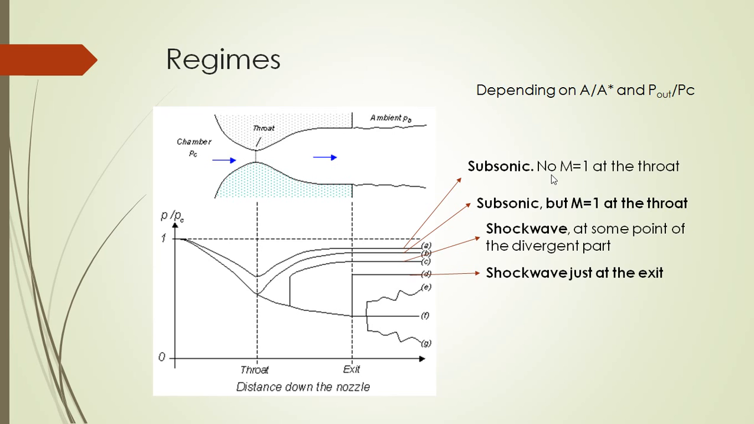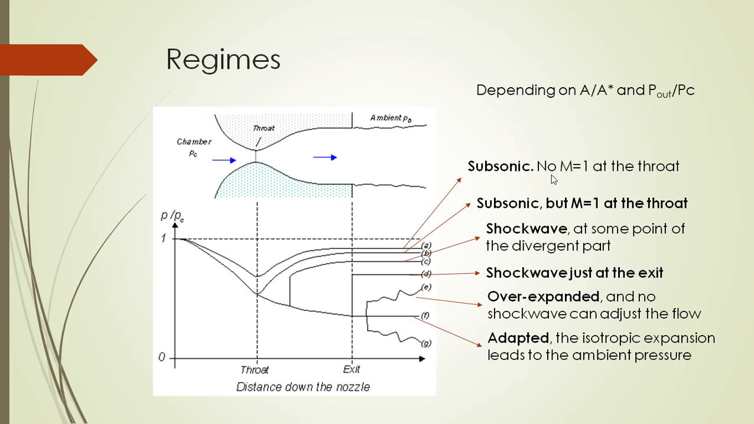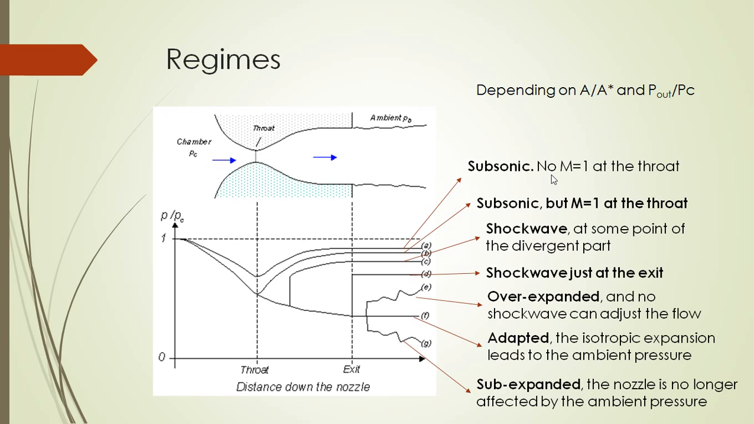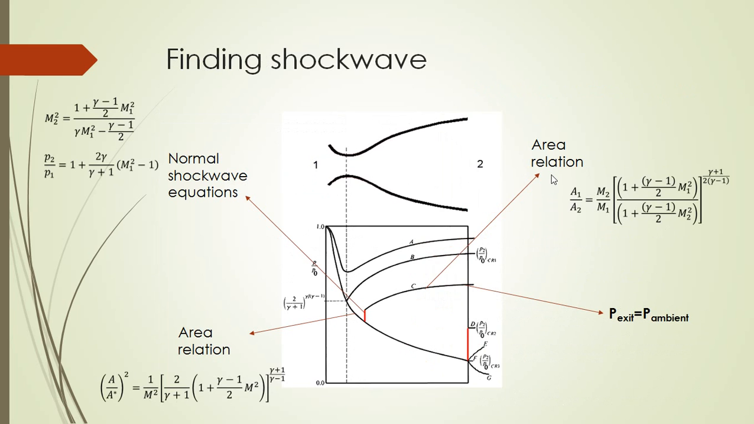Shock wave just at the exit is a limit case, and then we no longer have the exit pressure equal to the ambient pressure, so it is overexpanded, and there's no shock wave that can adjust the flow. The adapted case is where they are equal, the isentropic expansion leads to the ambient pressure, and subexpanded is where the ambient pressure is too low and the nozzle is no longer affected by the ambient pressure.